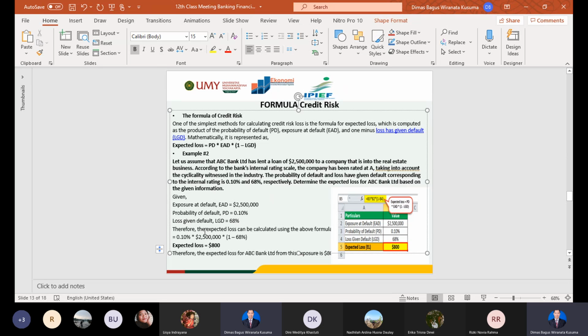Therefore the expected loss can be calculated using the above formula: 0.1 times 2.5, 1080. So expected loss here is $800. So if the company defaults or cannot pay back the financial obligations, the loss of the bank will be 800 out of 2.5 million. So if you have an expected loss higher compared to this one, it means that the numbers are getting higher and higher, and the company is going to be very vulnerable or close to default.